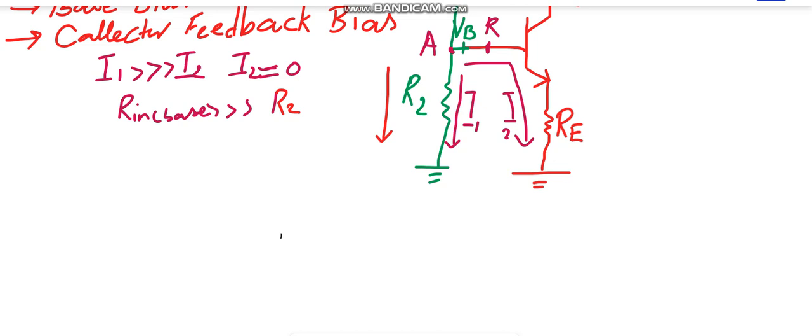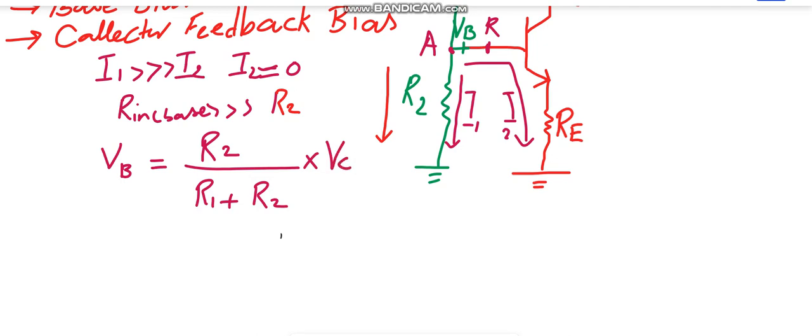If R in base is very large as compared to R2, then the voltage developed at the base terminal, marked as VB, is equal to what? Let's apply the voltage division rule. R2 divided by R1 plus R2 times the source voltage, which is VCC in this case. Hence, VB will be equal to this. We know that the base to emitter voltage is the voltage difference between the base and the emitter terminal, so VBE equals VB minus VE.